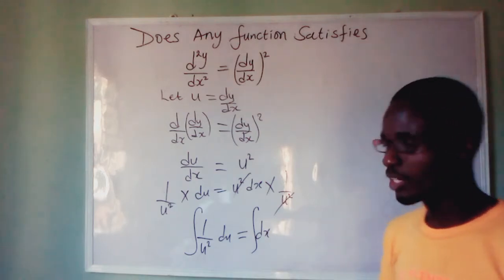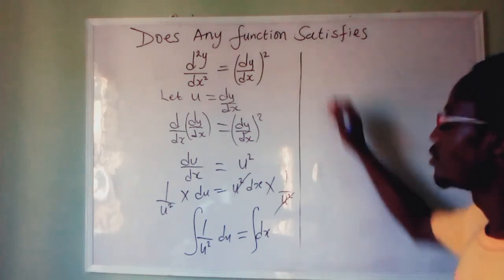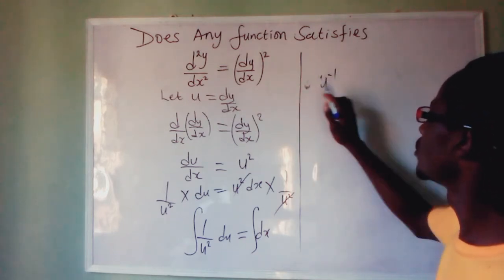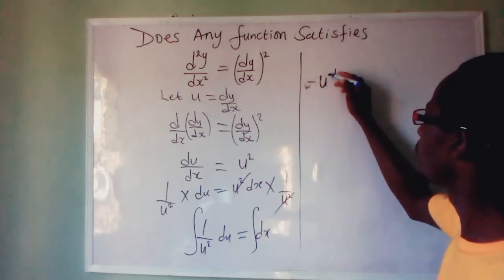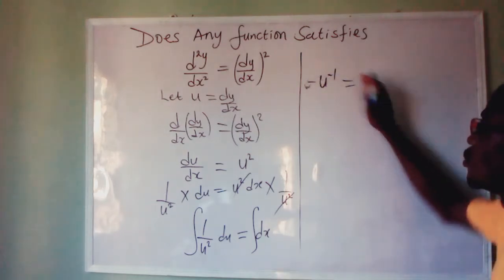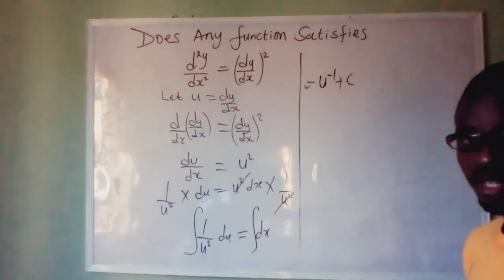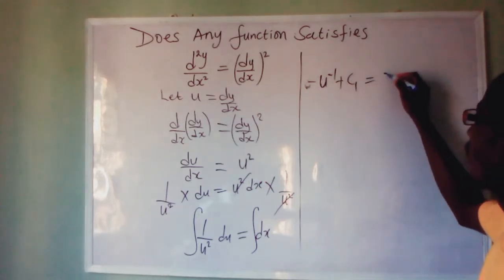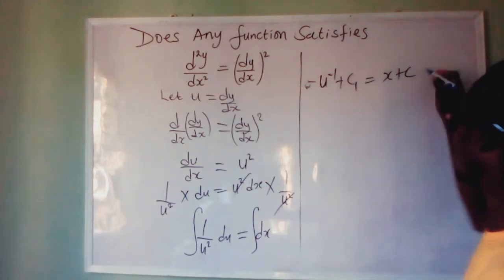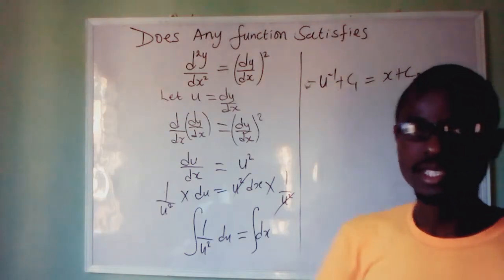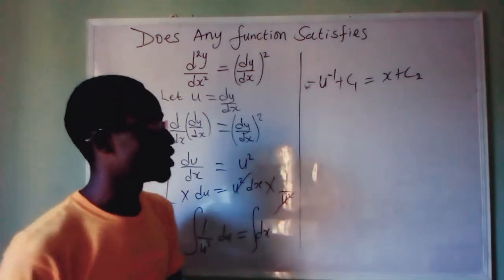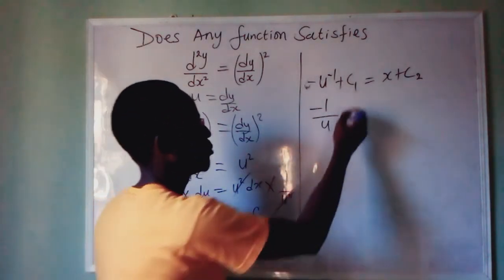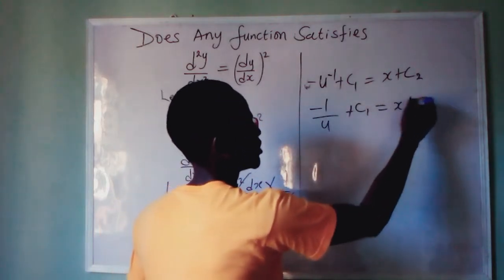So if I integrate this side, you know what I'm going to have? I'm going to have negative u raised to the power minus 1 equals. If I integrate this, don't forget we have to add a constant c. So let's call that the constant c1, so that when we integrate this side, we are going to have x plus c, actually c2. So if this is the case, what next? Let us make use of this now, and I have negative 1 over u, plus c1 equals x plus c2.